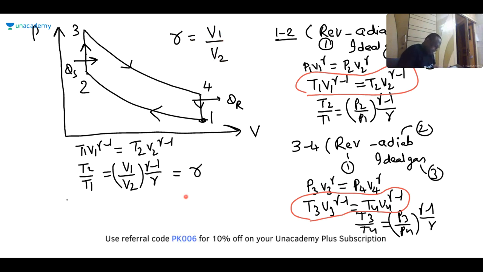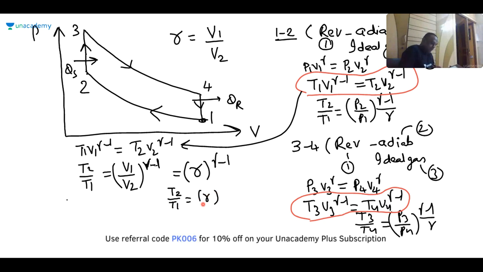Therefore, already we have this equation. V1 by V2 is r, so T2 by T1 is equal to r power (gamma minus 1). This is a very, very important equation. If anyone has a gold color, save it in gold color. Excellent. Similarly, now take this equation.